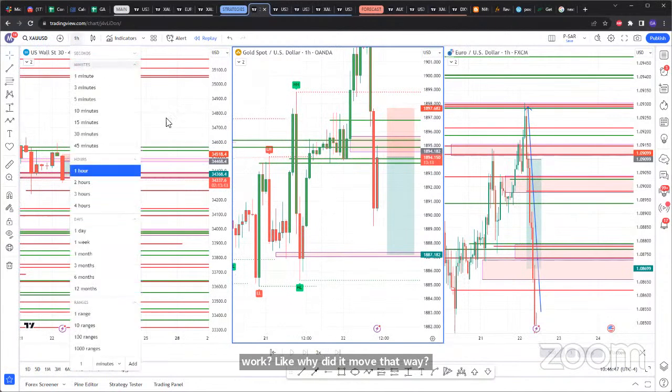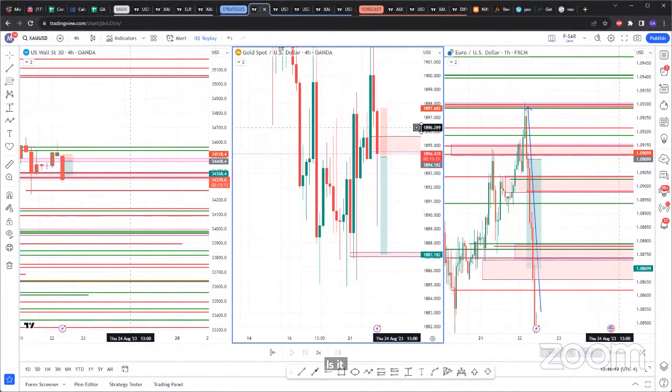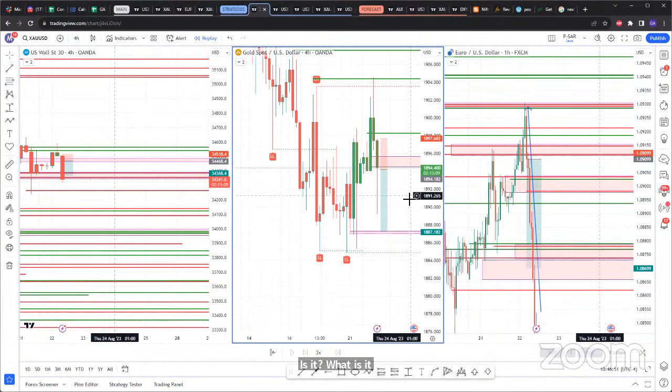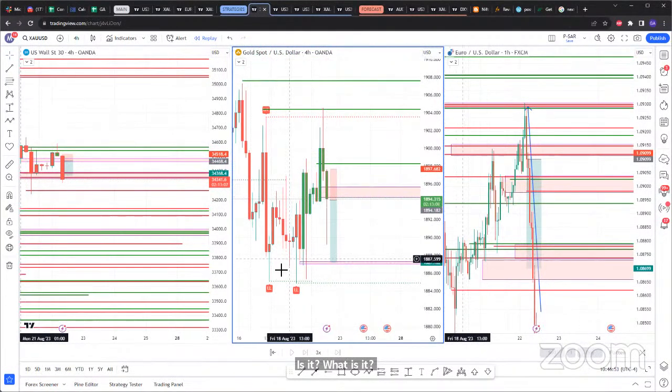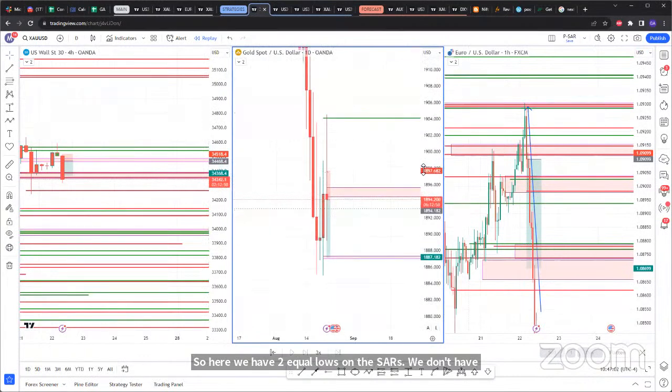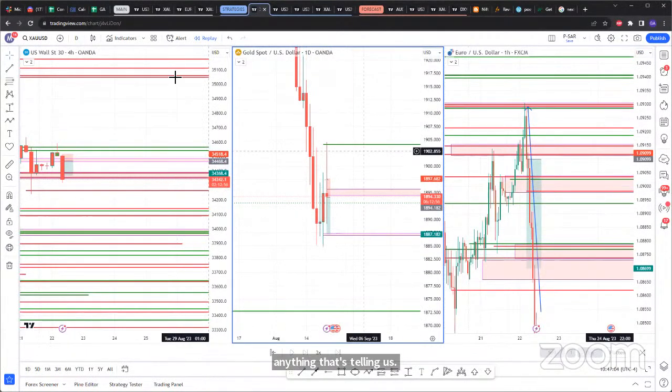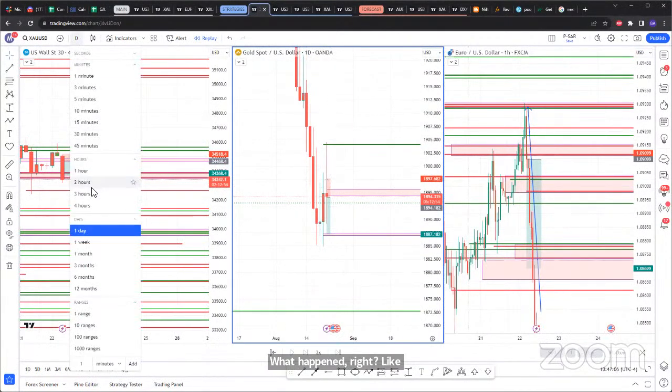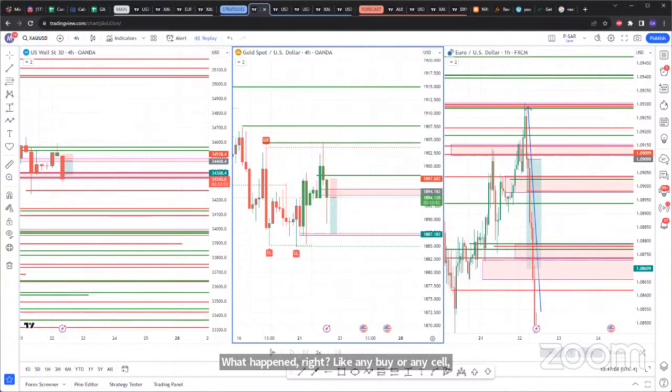One thing we can check, just by looking at SARs, is what we would want to see: a double SAR, or a green SAR down here. We don't see that, right? Here we have two equal lows. On the SARs, we don't have anything that's telling us what happened, like any buy or any sell. Okay, then we go down. So we have other things here.